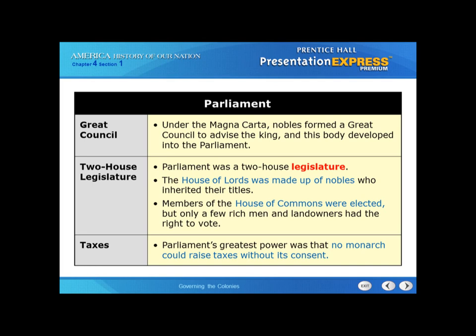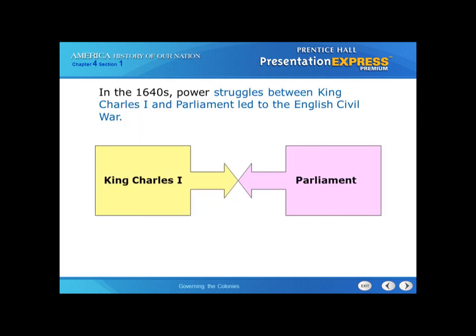It'd be too confusing. The Parliament, or the Great Council, was made up of the House of Lords. That was the nobility. That would be kind of like our modern-day Senate. And then the House of Commons, that was made up of landowners who had the right to vote. And that's based off of our modern-day House of Representatives. Parliament's greatest power was that no monarch could raise taxes without its consent. So a king just couldn't arbitrarily tax in any shape or form.